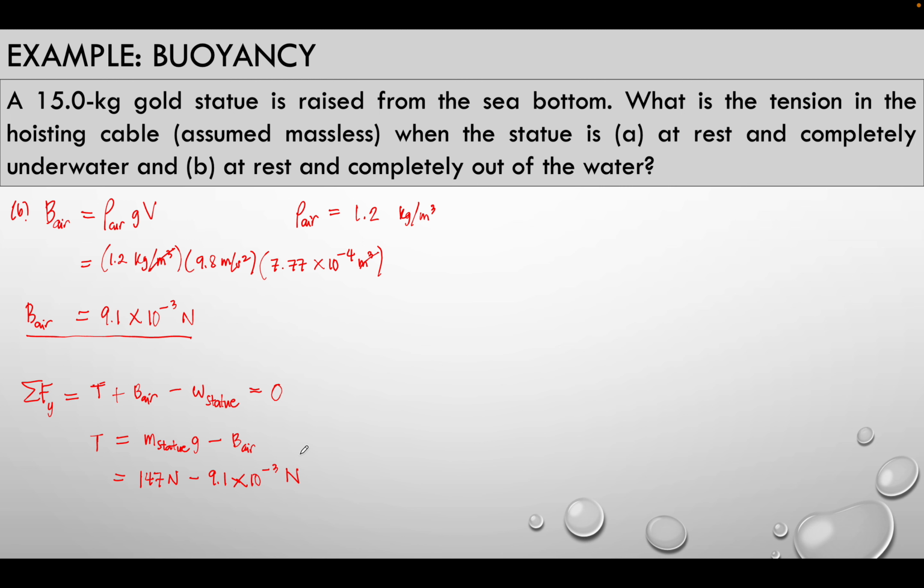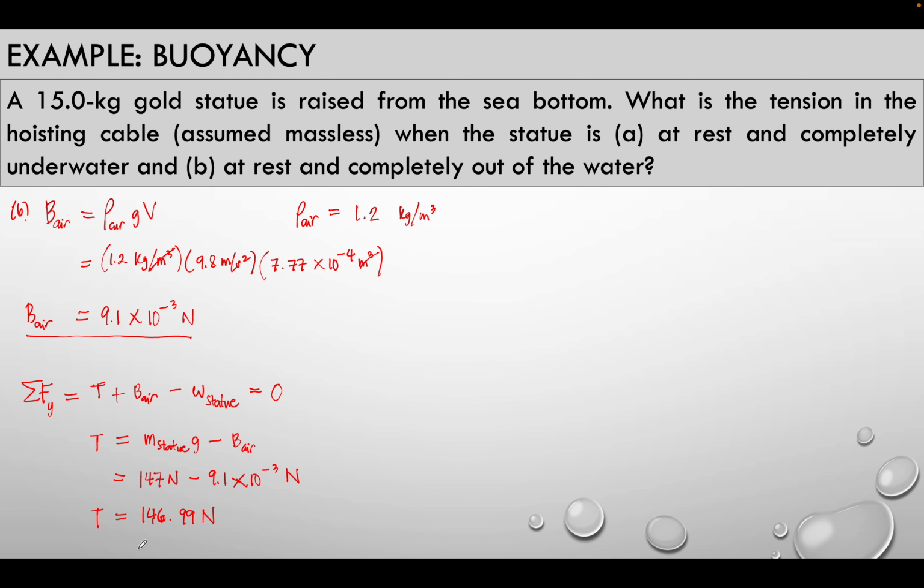Let's calculate. 147 minus 9.1 times 10 to the power of negative 3 is equal to 146.99. As you can see, the buoyant force in air is almost negligible compared to the statue's actual weight, so the tension is almost equal to the weight of the statue. If we convert this into a whole number, the tension force is just equal to 147, which is again the weight of the statue.